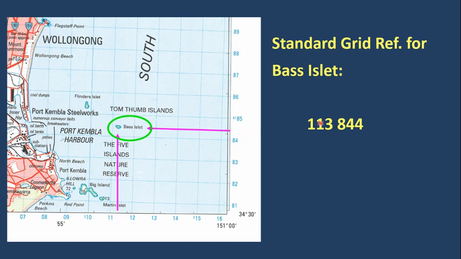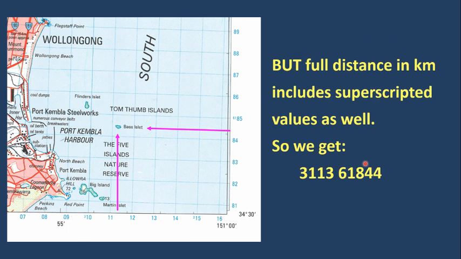So we could work out that this was 3/10 of the way between easting 11 and easting 12, so we'll call that 113. Similarly, we could work out it was 4/10 of the way between northing 84 and northing 85, so we'll call that 844. Remember, we didn't show the decimal places. Well, that's fine if we're working on that map, and that's what we call a standard 6-figure grid reference, and it serves our purposes quite well for that simple navigation task on that particular map.